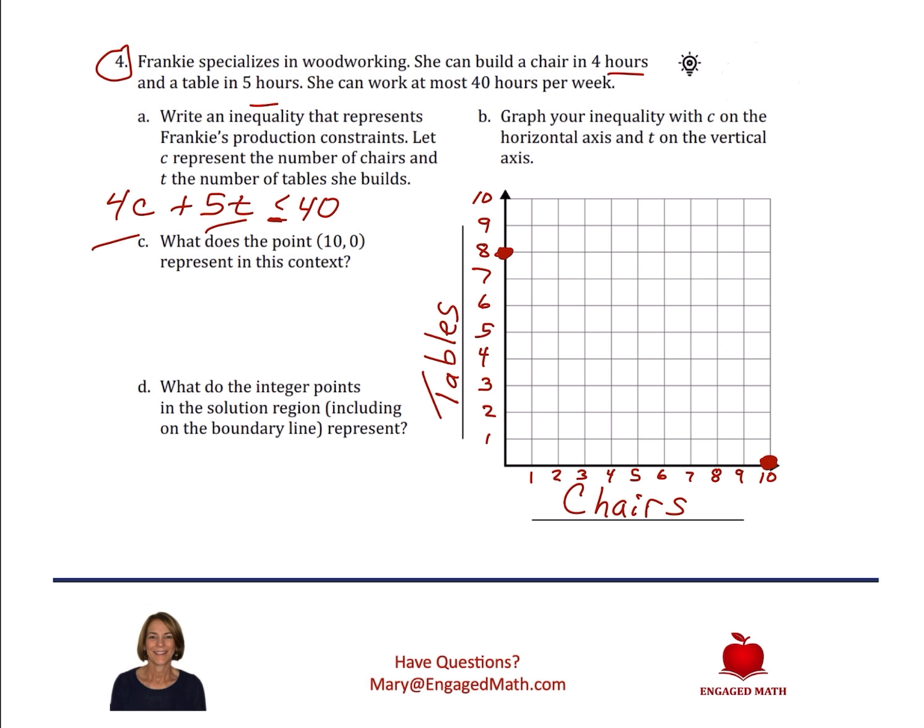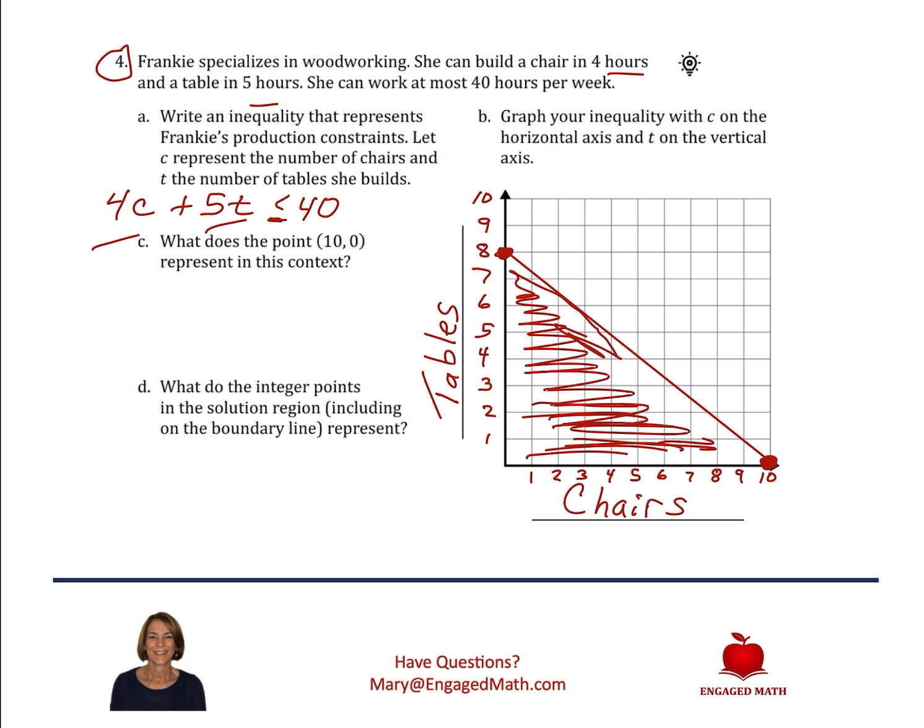Okay, so now I'm going to draw the line that goes through here, connecting those 2 points. Okay, so there's our line. And what we know is that Frankie can build any combination of tables and chairs within that 40-hour constraint, because it's not that she has to spend exactly 40 hours, as long as she spends less than or equal to 40 hours. So any of the combinations within here are going to work. So I'm just going to shade that in to show that all of these points are possible combinations.